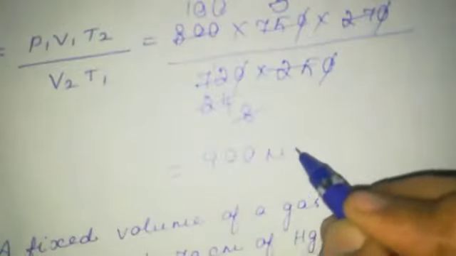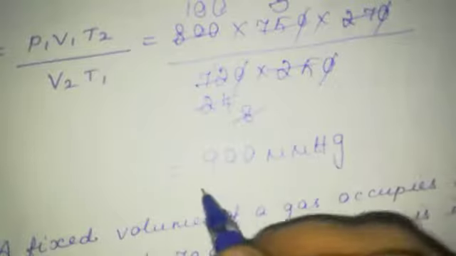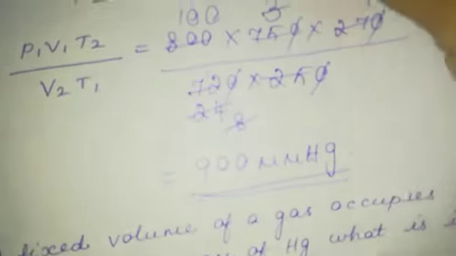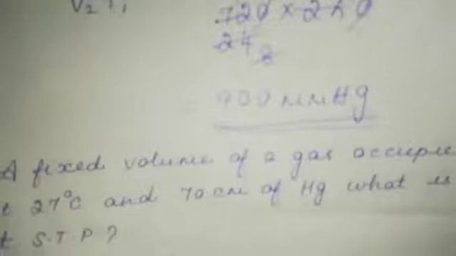The pressure value is expressed in millimeter mercury. So that is your pressure value, mm mercury. So this is the answer for this problem. Now let's see about the third problem. We'll read the problem.